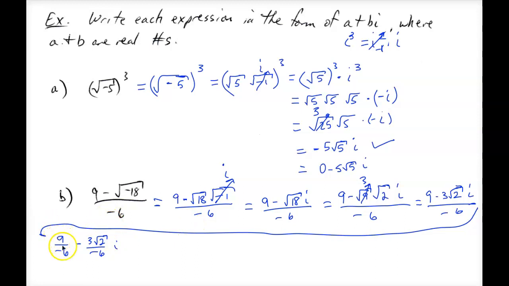And of course, 9 and 6 both have a common factor of 3. So 3 goes into 9 3 times. 3 goes into 6 2 times. See, the negative times a negative here will give us a positive. And 3 divided by 6 is just 1/2. And of course, we got the square root of 2 there with the i. So our final answer ends up being -3/2 plus the square root of 2 over 2 i.